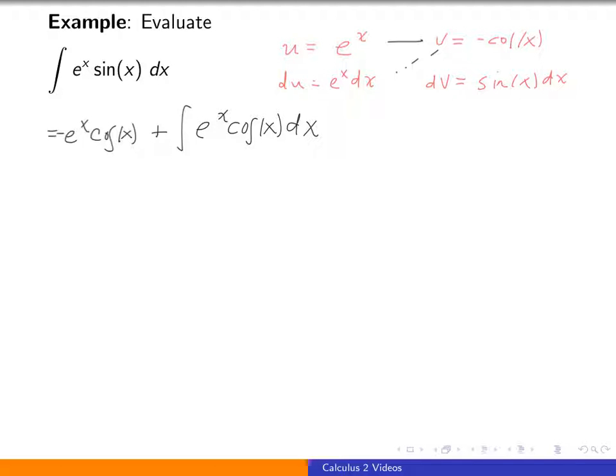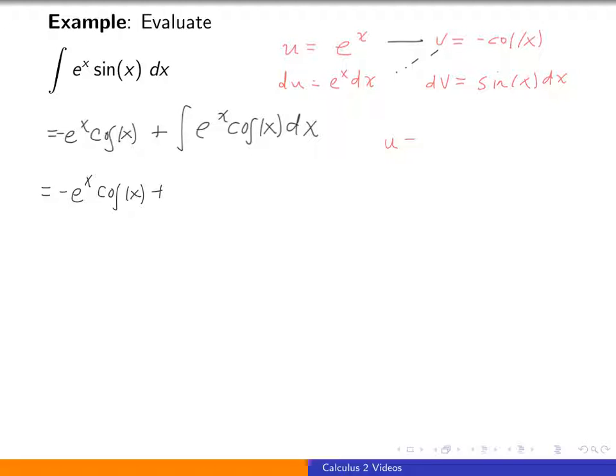And now note at this point the resulting integral is supposed to be simpler for us to evaluate. In this case, it may not be simpler, but it's certainly not more difficult. So let's just go ahead. We've applied integration by parts. There's nothing stopping us from applying a second integration by parts. We may have to apply it multiple times. So let's see here. We have the minus e to the x cosine x, and then a second integration by parts.